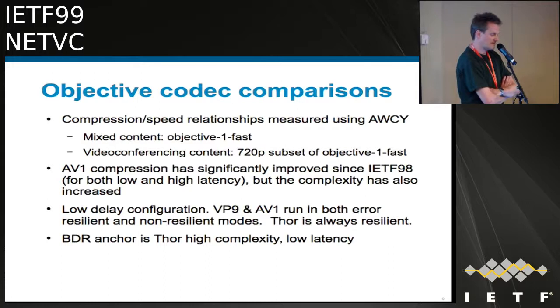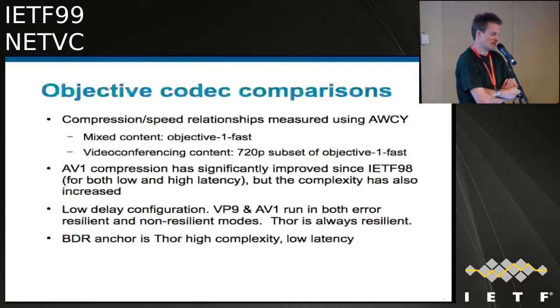And I found that AV1 compression has significantly improved since Chicago, both for low and high latency, but also the complexity has increased, and quite a lot. I also ran VP9 and AV1 in both error resilient and non-resilient modes, because Thor is always error resilient. So in order to do a proper apples-to-apples test, I did both. And where I compare the different codecs, I use Thor in high complexity, low latency mode as the anchor. Next slide.